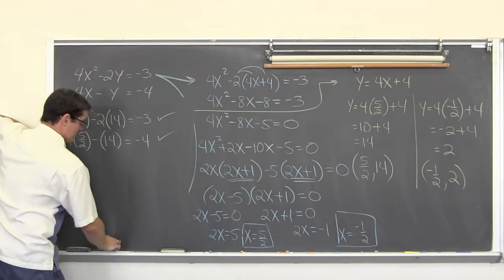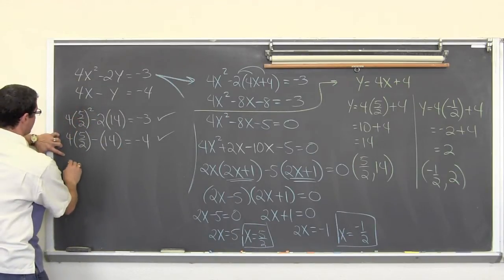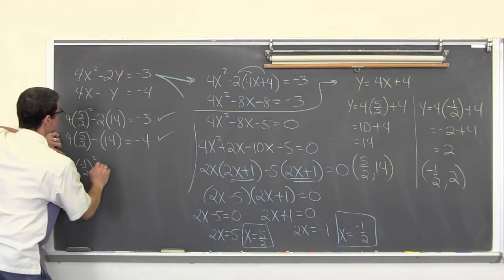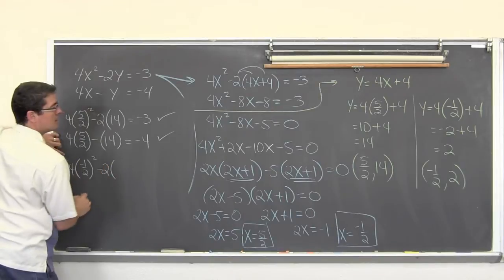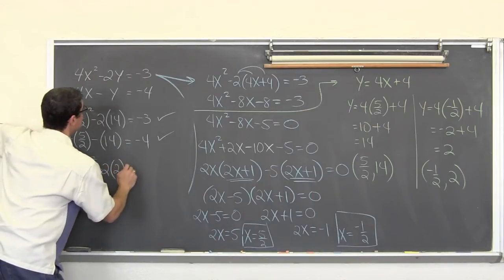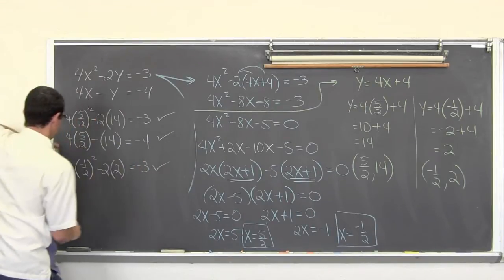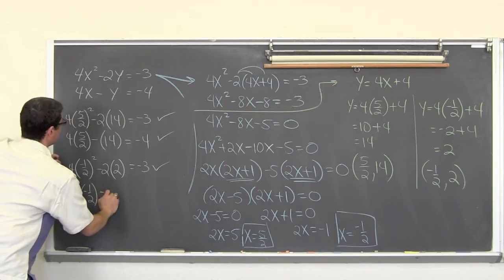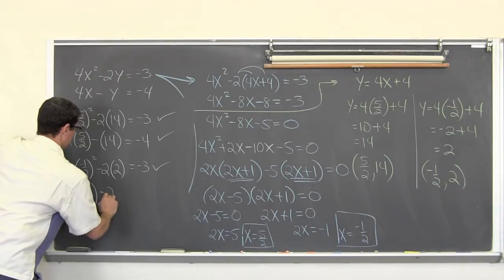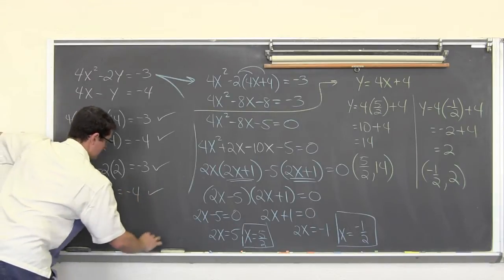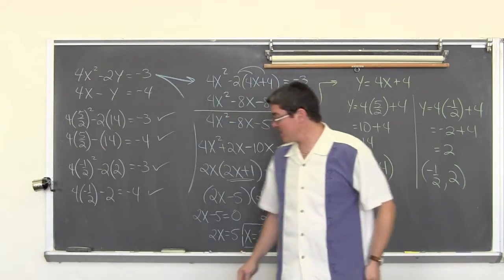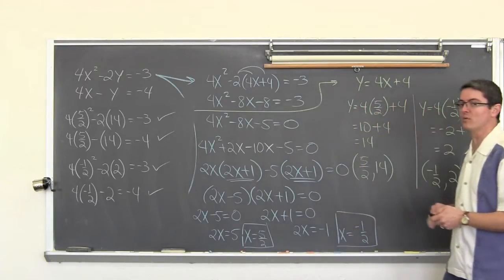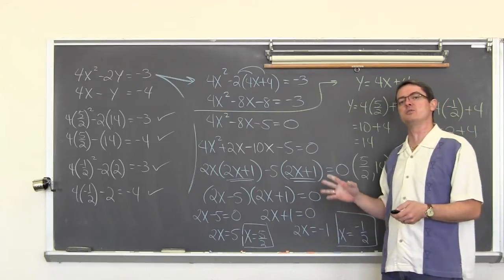And then also check your second point. So again, 4 times (-1/2) squared minus 2 times that y value, 2, equals -3. And 4 times -1/2 minus 2 equals -4. Make sure that works as well. And that is the end of our first example. Let's get the second one done just to make sure you really have it nailed down before I move on to the addition method.